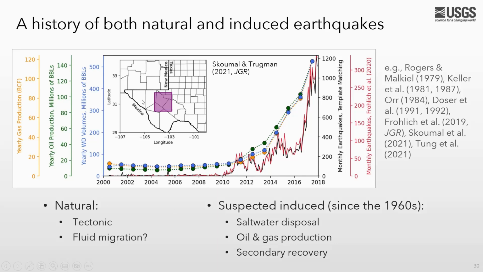And of course, on the west side of the Permian Basin is the Rio Grande Rift, and that's a tectonically active area, so with higher strain rates. So we expect natural earthquakes here too.